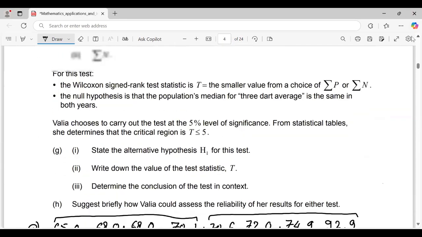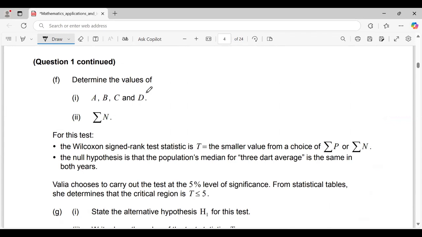And the question: determine the values of A, B, C, and D, and sigma n. For this test, the Wilcoxon sign rank test statistic is T. T is the smaller value from a choice of sigma P or sigma n. Now, we are going to find first A, B, C, D, and sigma n.